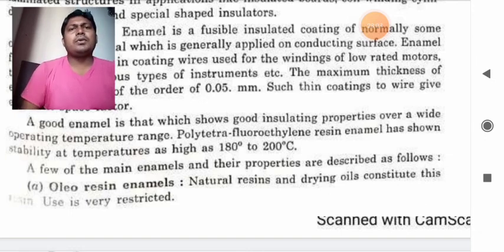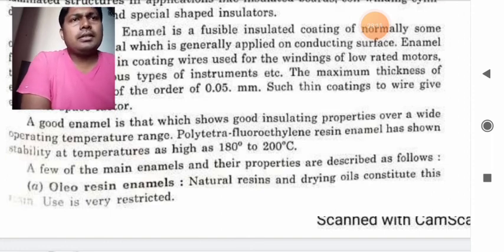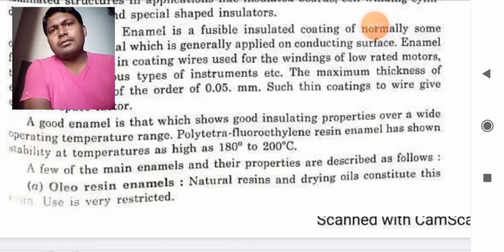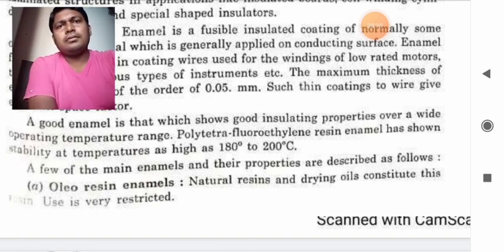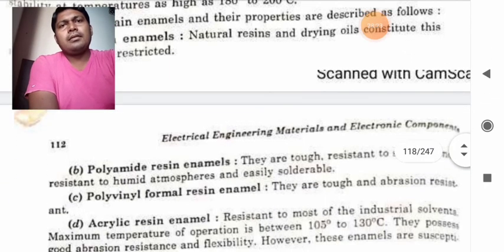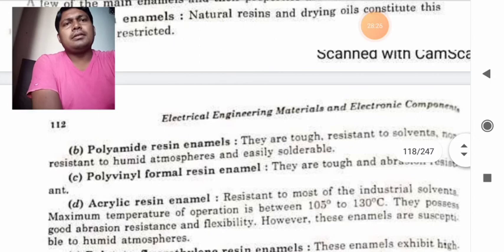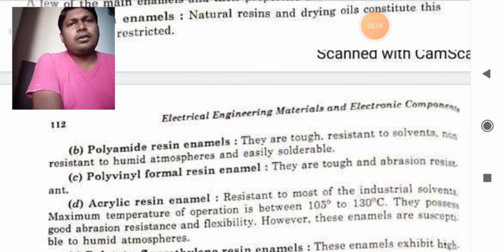So their properties: oleoresin enamel, natural resins, and drying oils constitute this, and its use is very restricted. Polyamide resin enamels: these are tough, resistant to solvent, non-resistant to humid atmosphere, and are easily solderable. Polyvinyl formal resin enamel: they are tough, abrasion resistant. Acrylic resin enamel: resistant to most of the industrial solvents.